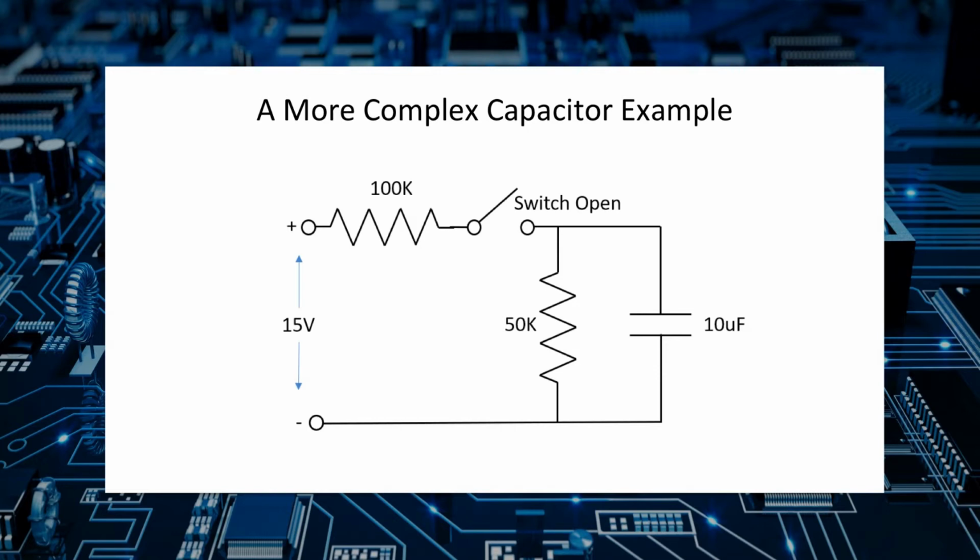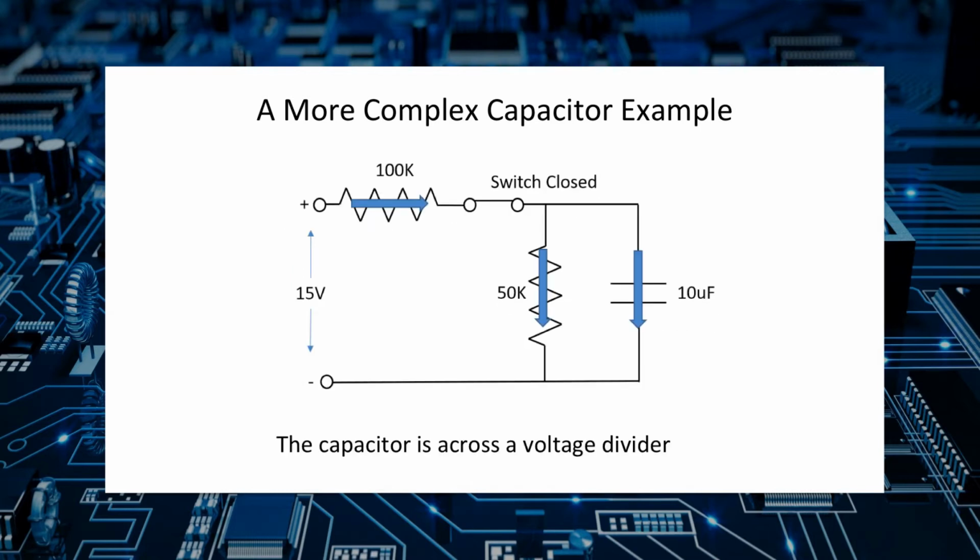Let's look at a more complex example. So what if we have more than one resistor? If we have different charge and discharge paths, how will that work? Well, if you take a look at this circuit, you can see that we've got a 100K ohm resistor in series, essentially, with a 50K ohm resistor and a 15 volt source, and a 10 microfarad capacitor across the 50K resistor. So in essence, if you remember our previous lessons, the capacitor is across a portion of a voltage divider.